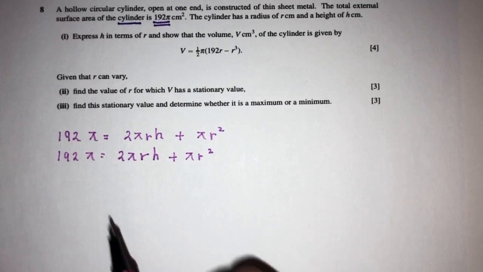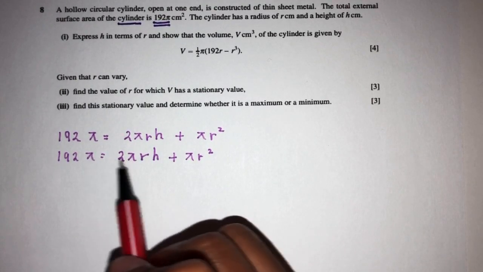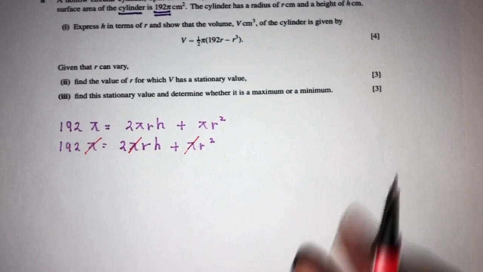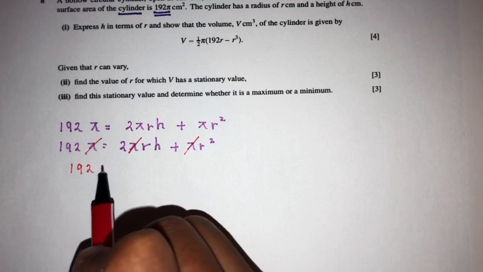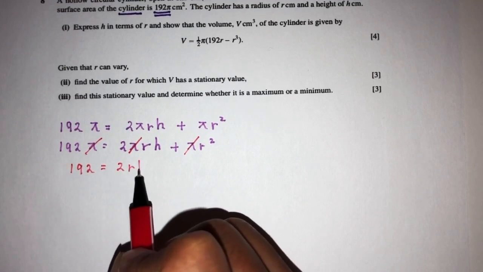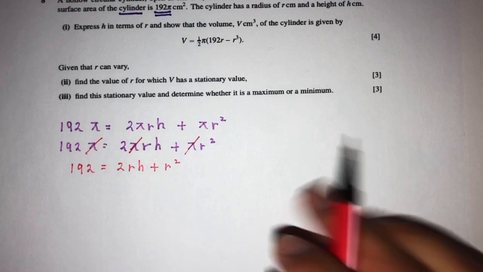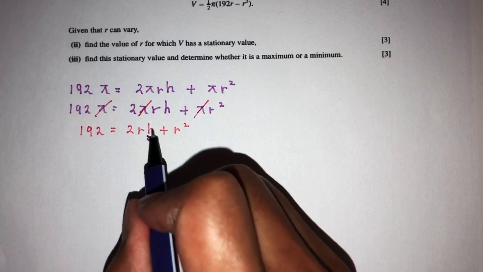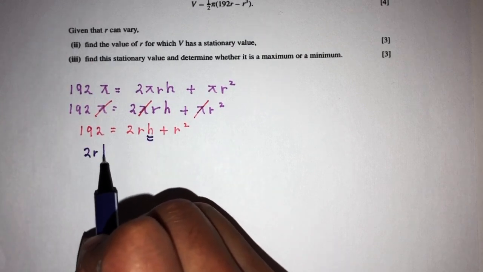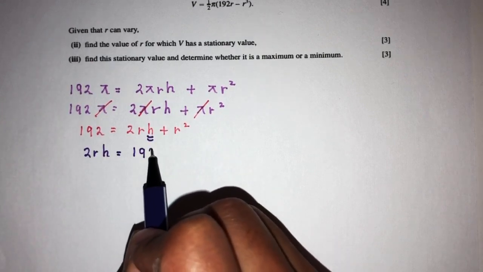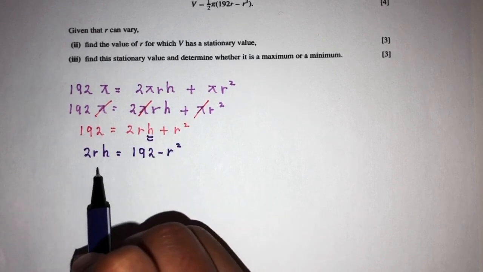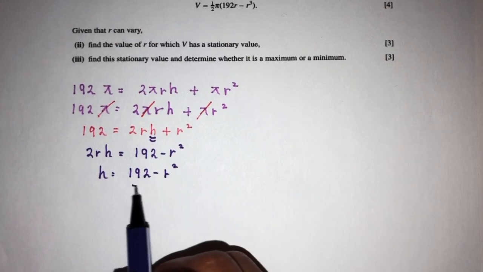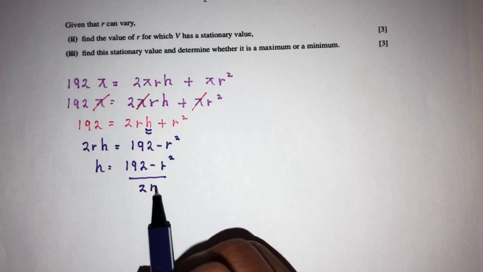So the first thing we can do is cancel out pi, because we have pi here and pi here. We can just cancel out pi on everything. So right now you will have 192 equals 2rh plus r squared. Now, because I only have an h here, we can try to make this the subject. So you have 2rh is equal to 192 minus r squared. Now h will be 192 minus r squared, divided by 2r. For now I have this.